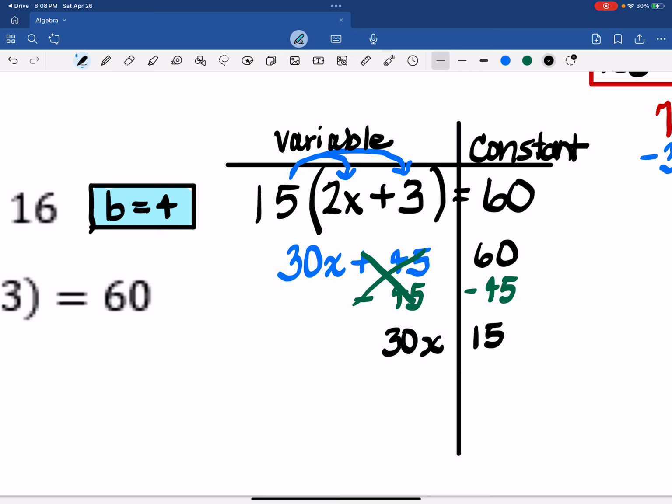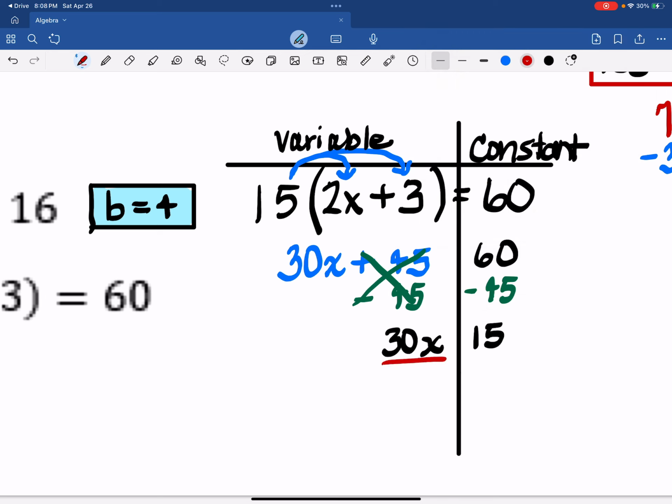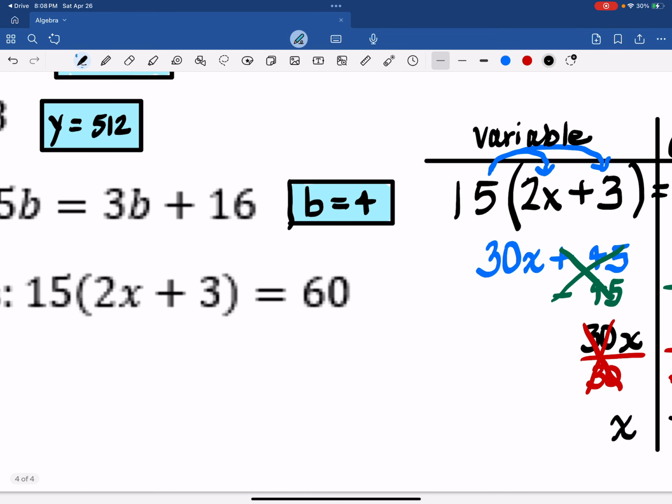And then we still have a player on the wrong team. We have that 30. That needs to be divided away. Be careful. The answer is not 2. x is 15 divided by 30. You can do it on the calculator, or you can do it that way. Just simplify it. So in this case, the solution is x equals 1/2. It would be appropriate to say x equals 0.5 as well.